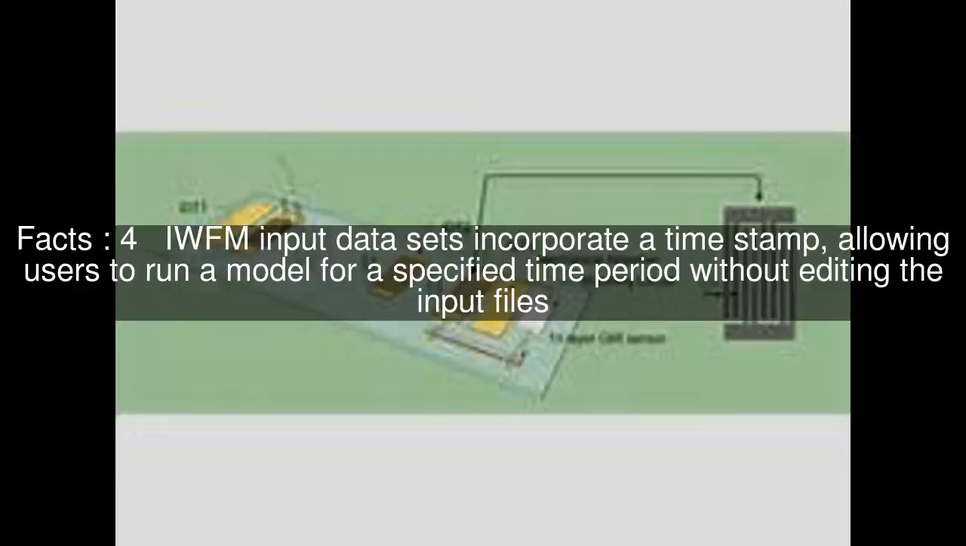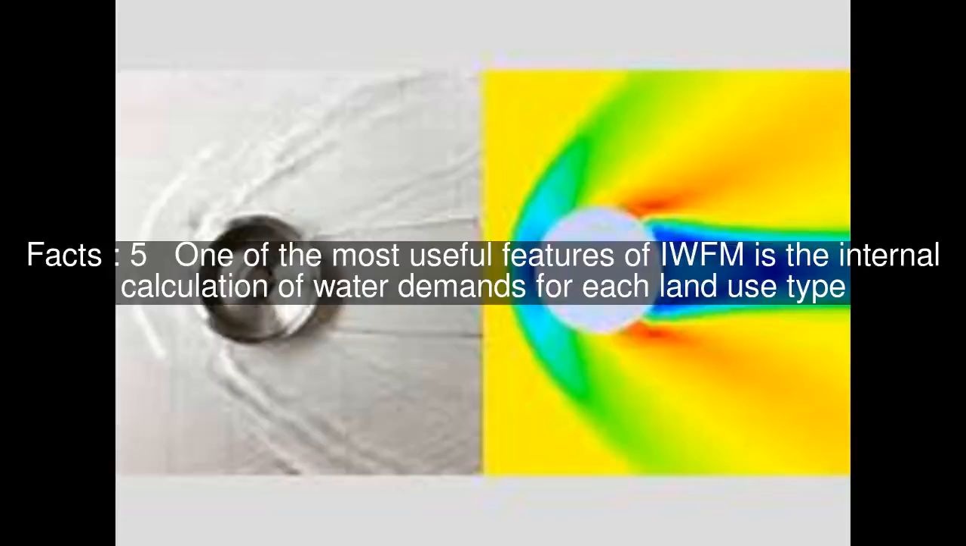Surface water flow can be simulated as a simple one-dimensional flow-through network or with the kinematic wave method. IWFM input data sets incorporate a timestamp, allowing users to run a model for a specified time period without editing the input files. One of the most useful features of IWFM is the internal calculation of water demands for each land use type.